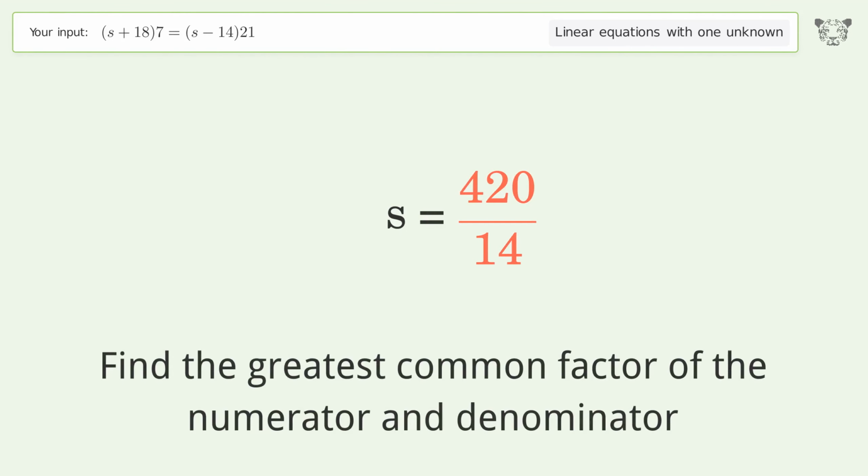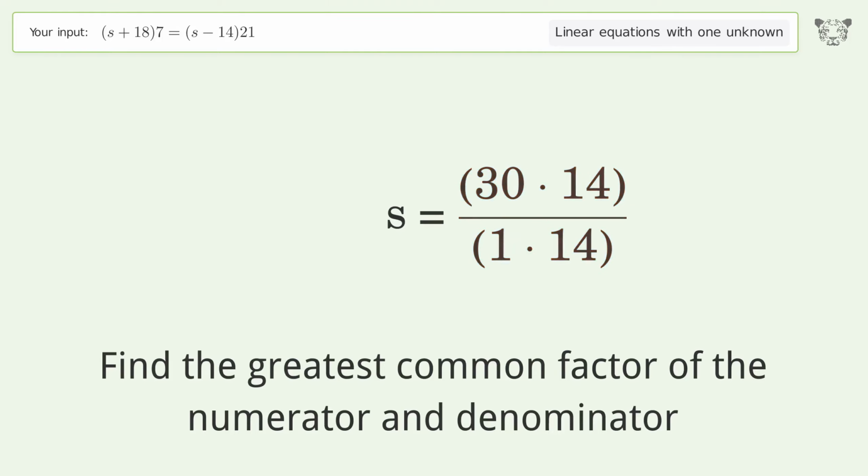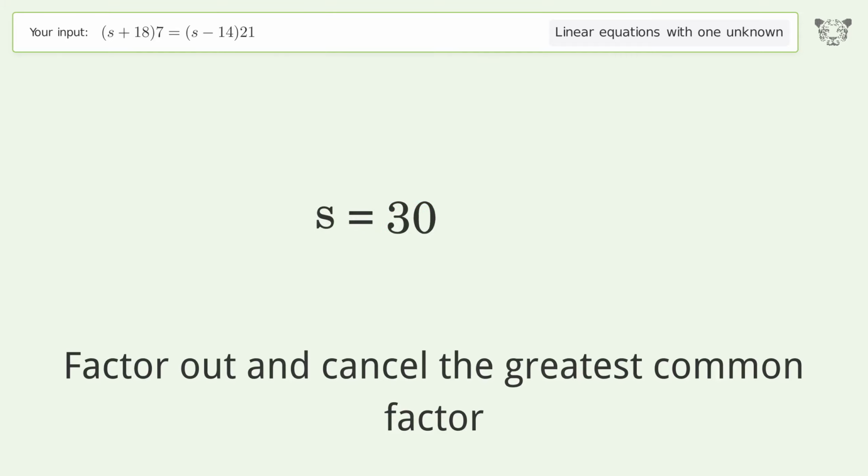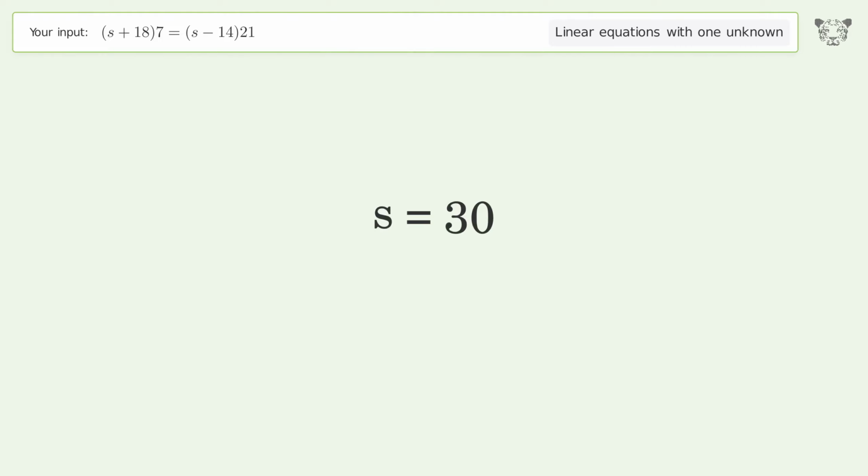Find the greatest common factor of the numerator and denominator. Factor out and cancel the greatest common factor. And so the final result is s equals 30.